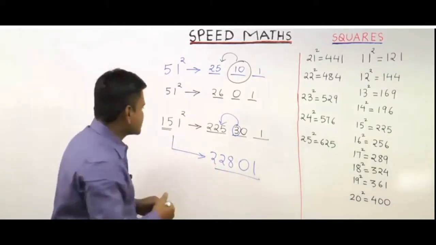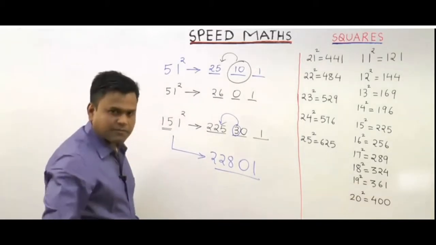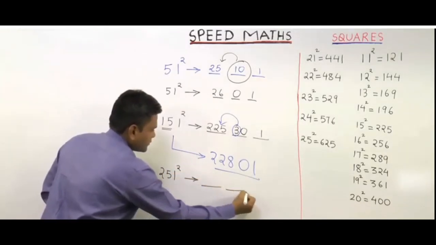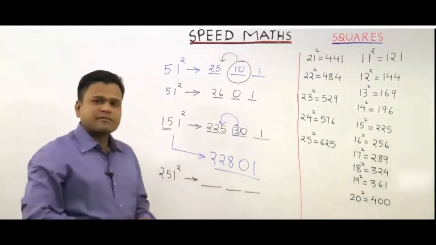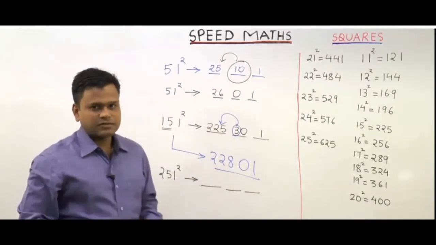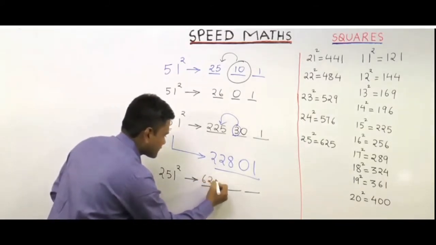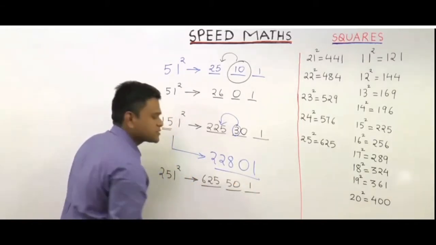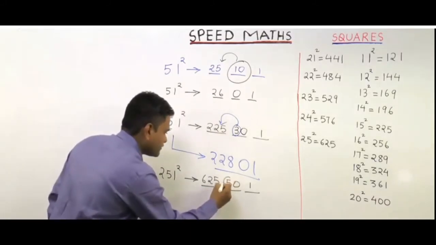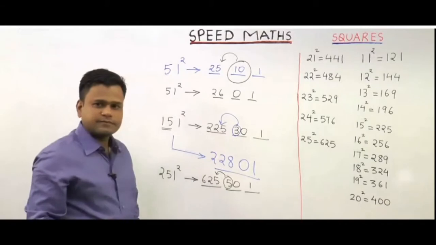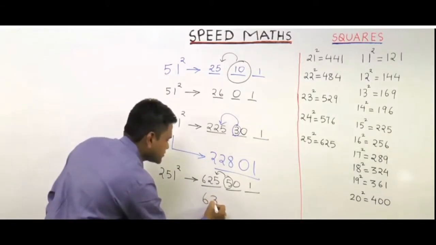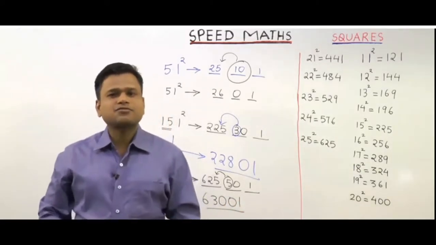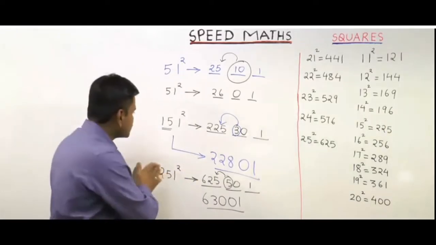So simple. Similarly, let's take a number like 251 square. I am sure by the time I have written this number, the answer must have flashed in your mind. But let's complete this. 25 square is 625. Double of 25 is 50. Finally, this is 1. Bring this 5 here as a carry forward. So the answer will be 63,001. That is the answer which we obtain for 251 square.